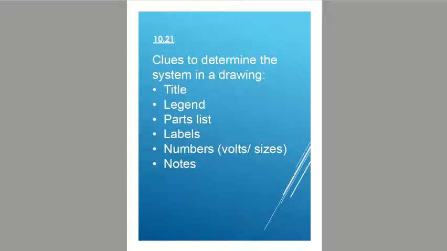So 10.21 talks about some other clues. It's not usually hard to discover what kind of a system is portrayed in a schematic. There's all kinds of clues on your drawing. So you have your title, you have a legend, you might have a parts list, there might be labels on your drawing, there might be numbers for volts or sizes, and notes by the engineer or technician who prepared the drawing may make it clearer.